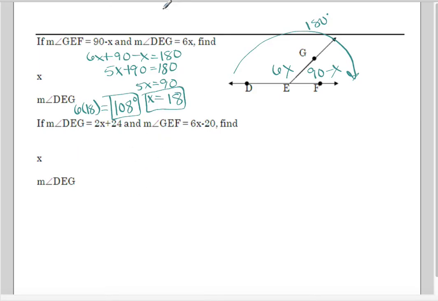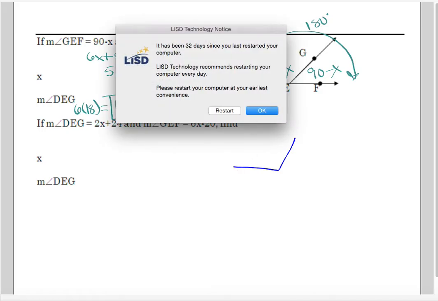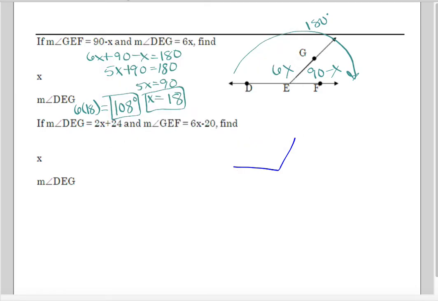This one here is using the same picture, so we're going to do that one as well. So DEG is that one there, and they're saying that that is 2X plus 24. And then they said GEF, so that's the other part, 6X minus 20. Together they're going to make a straight line again. So again, it's 180 degrees when we put them together.